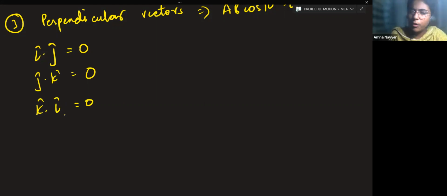Fine. So three properties we have seen. First, the result is a scalar. Second, it is commutative, you can shift it. And third, the perpendicular property. There are two more properties that let's discuss.